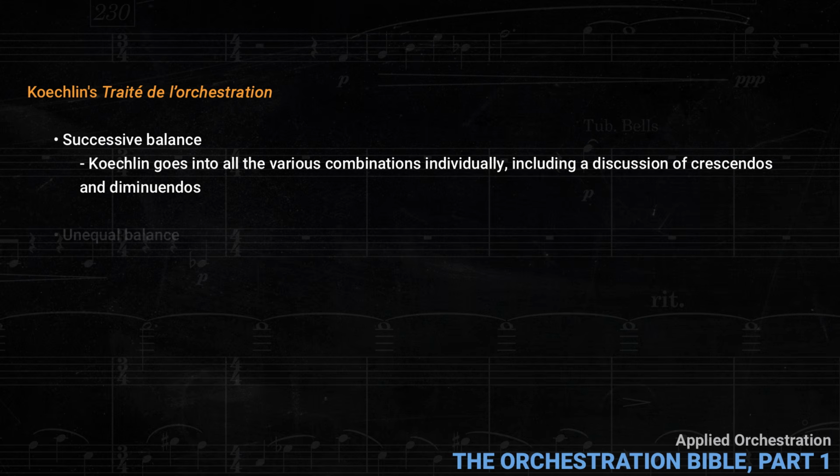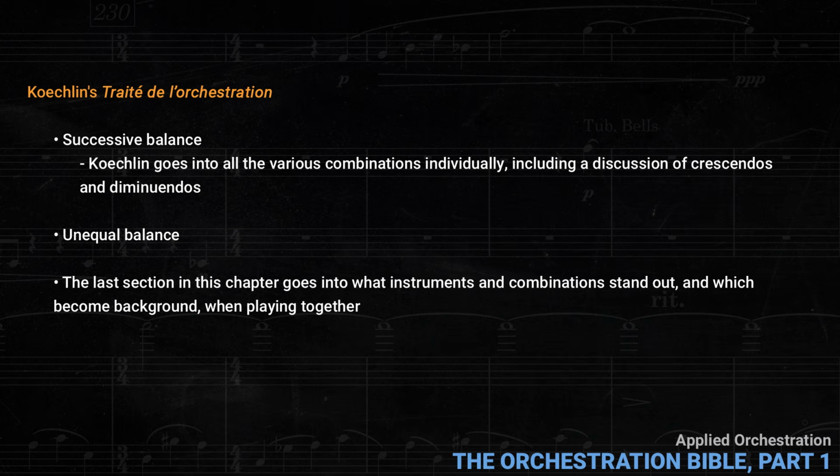Next, there's a detailed discussion of unequal balance, for example in accompaniment passages. It includes a table of which families can play the loudest and the softest in the whole orchestra, as well as for individual wind instruments in various registers. An interesting section follows about very quiet and very loud passages. The last section in this chapter goes into what instruments and combinations stand out and which become background when playing together. All these subjects are elaborated with dozens of examples.